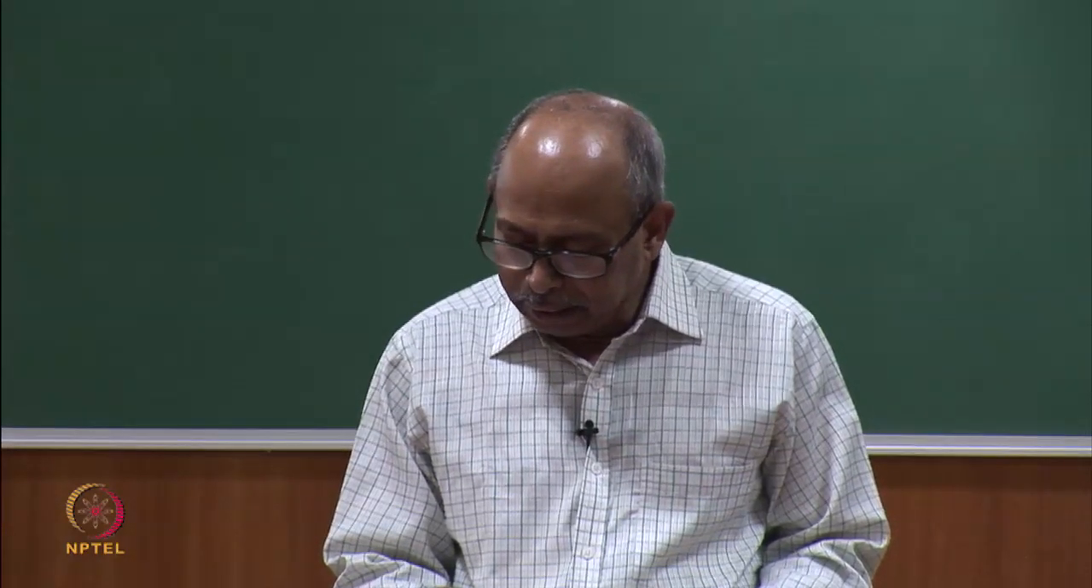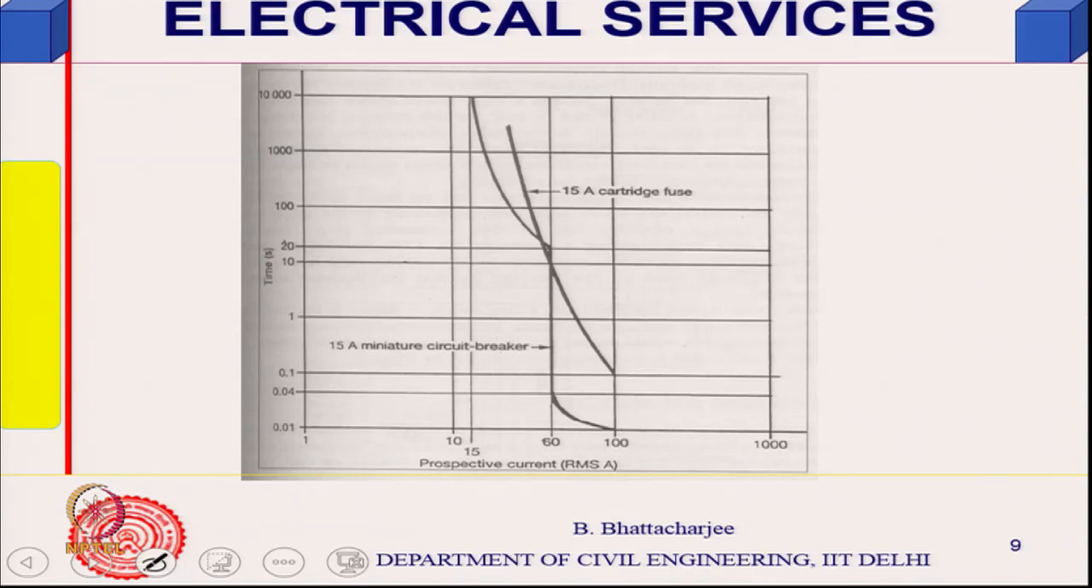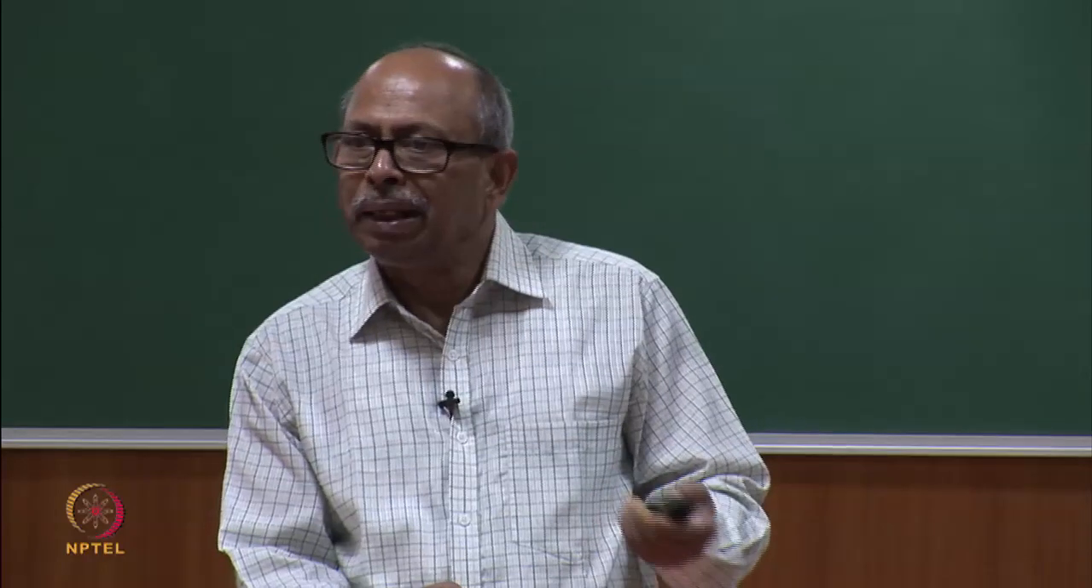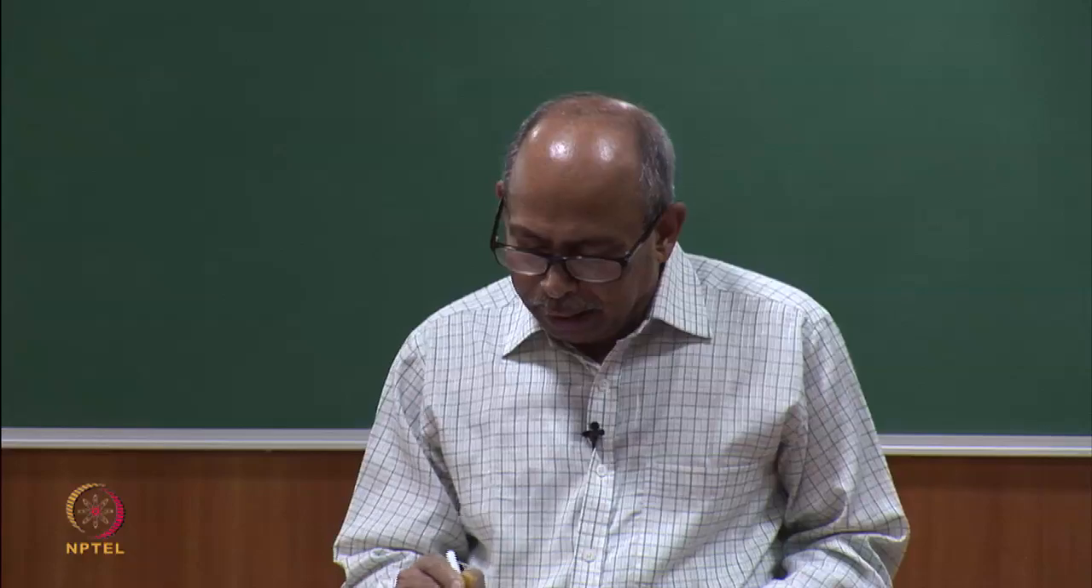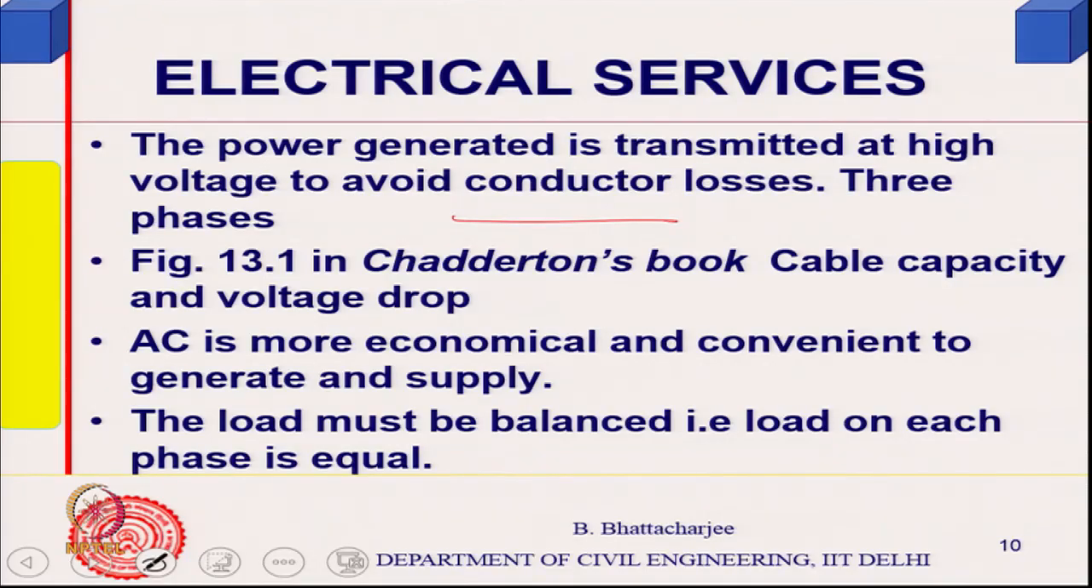So, coming back to this, we just looked into the performance of this one, which we were looking at last class, and obviously the response of these circuit breakers is much better than cartridges or fuses that were used earlier. That we explained yesterday. Now, I think we were talking about transmission through high voltage, and then AC is economical, etc., and the load must be balanced. This is what I think we mentioned, that in the 3 phases the load must be balanced.